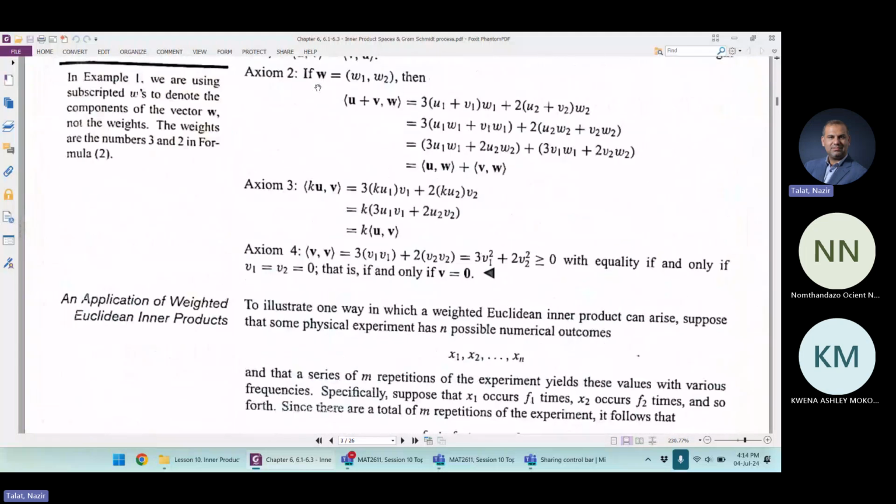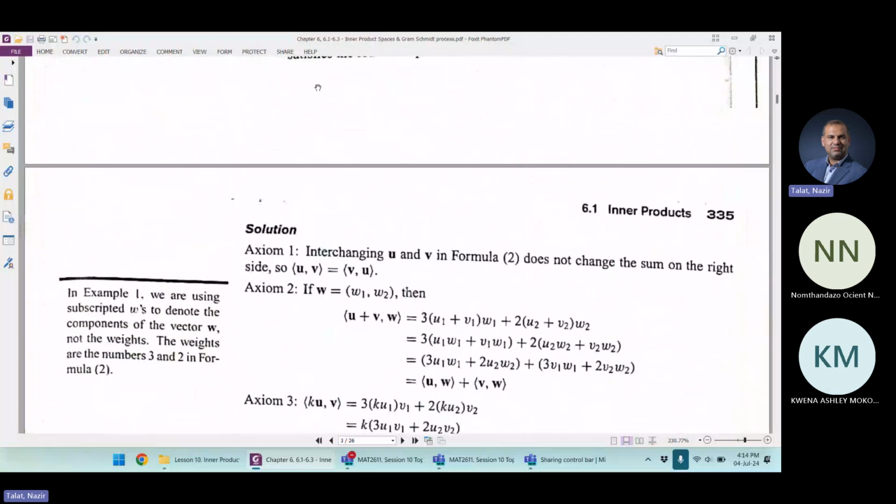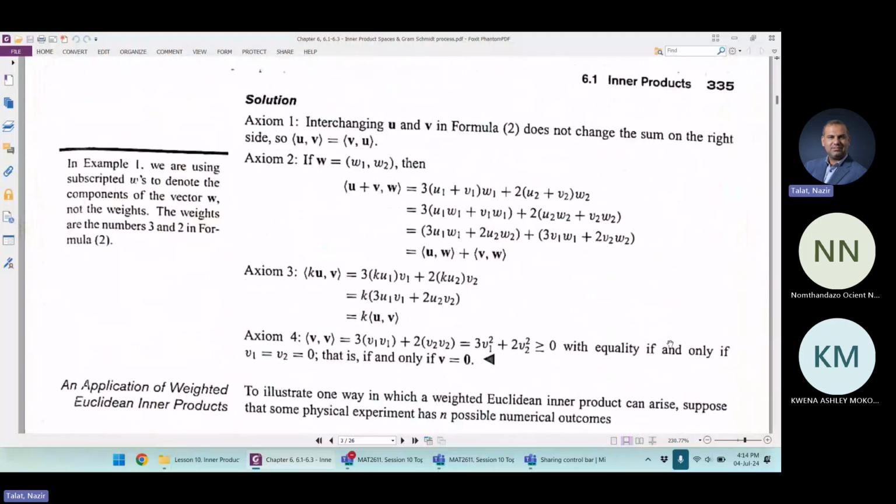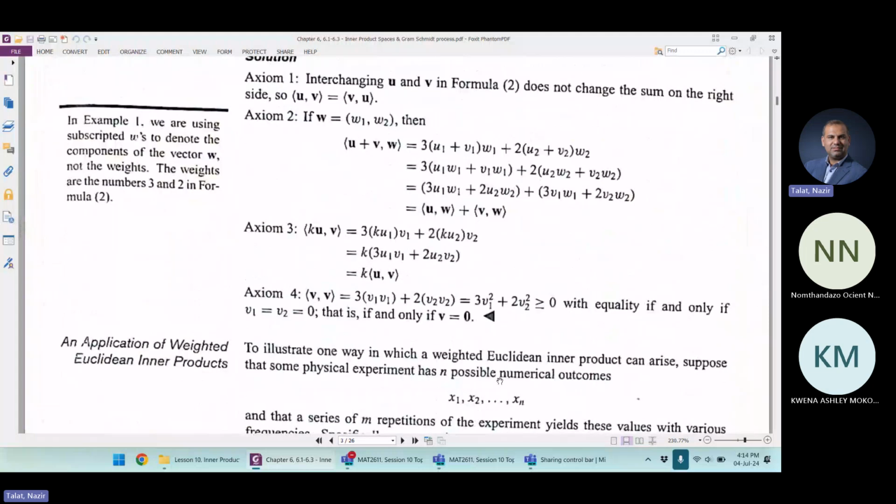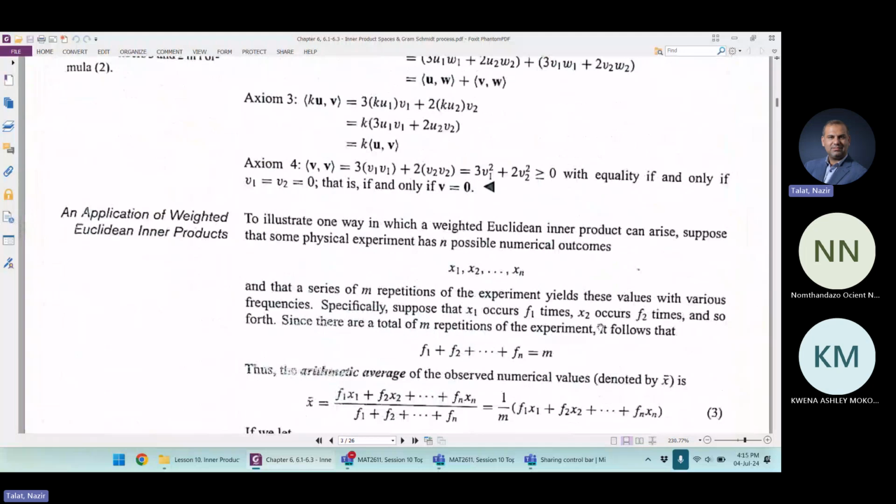It fulfills all the criteria. If the inner product of a vector with itself is equal to 0, then the vector itself becomes 0. The inner product of v with v equal to 0, one can check that it is 0. And if they are distinct, then their inner product is always greater than or equal to 0.